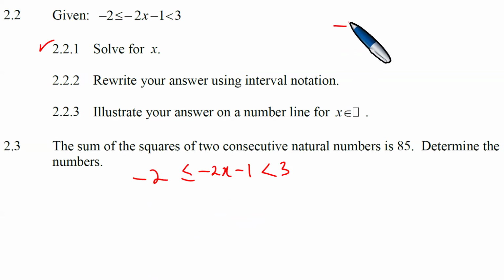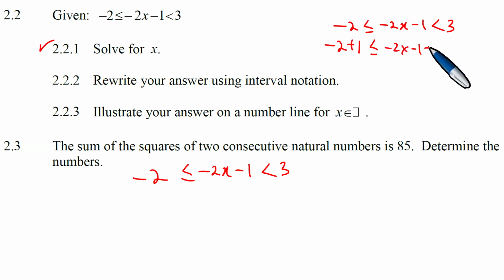So you can write it here: minus 2 is less or equal to minus 2x minus 1 is less than 3. So what do we do? Now we need to deal with this one, but we need to solve it very carefully. One way to solve it carefully is to first remove the constant term. So now we need to remove minus 1. So to remove minus 1, we add 1.